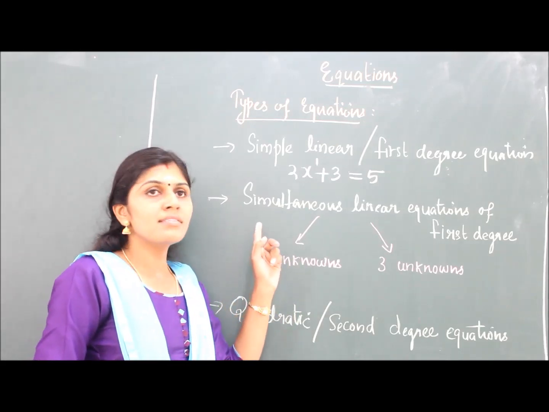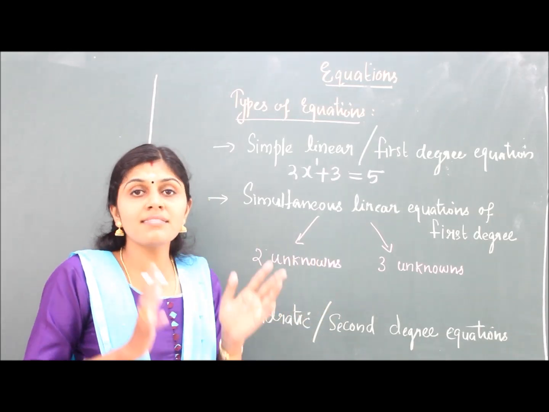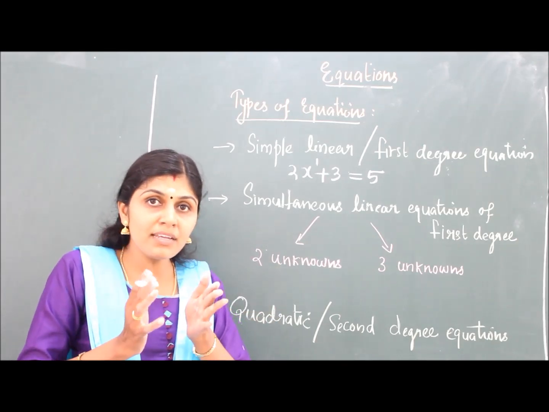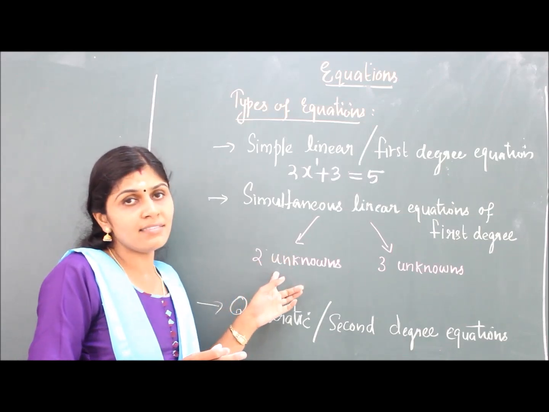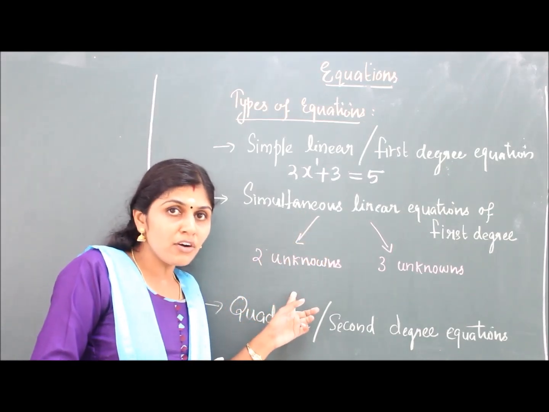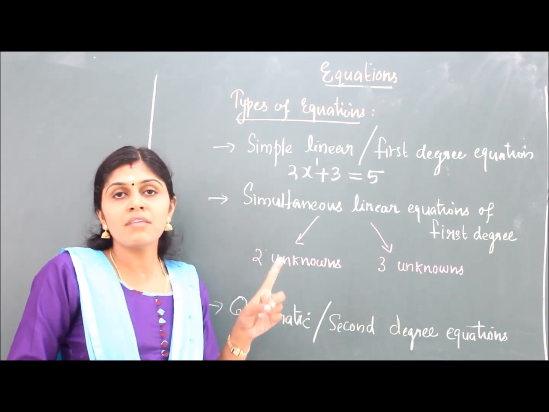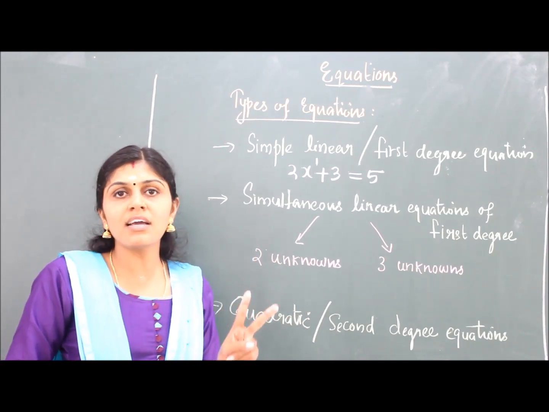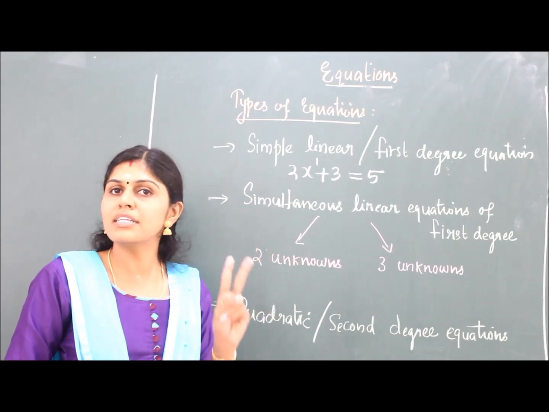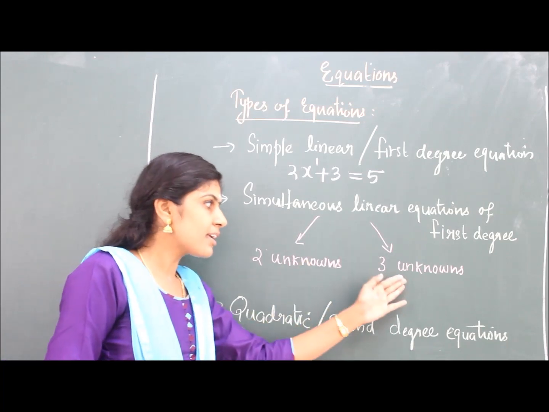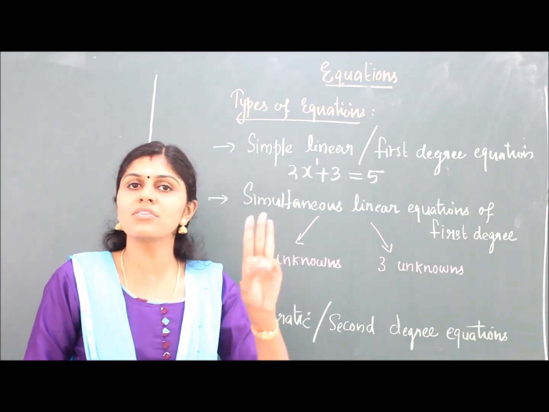Now the second type is simultaneous linear equations of first degree. This is otherwise known as a system of equations. A system means it is not one, it contains more than one. That is why it is categorized as simultaneous equations in 2 unknowns and simultaneous equations in 3 unknowns. In the case of 2 unknowns, we are given 2 equations, and in the case of 3 unknowns, we are given 3 equations because it contains 3 variables.